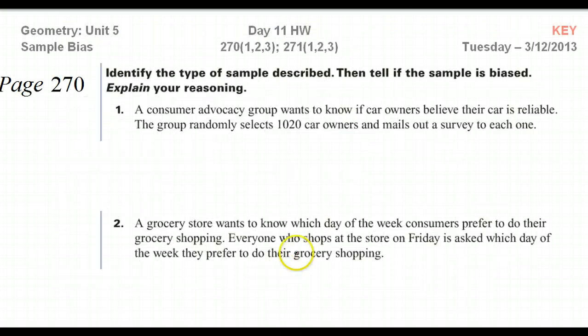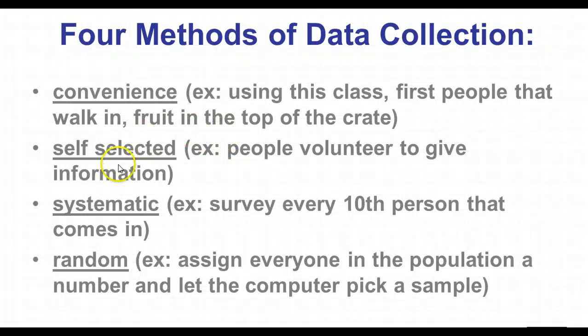But back to this. So, a consumer advocacy group wants to know if car owners believe their car is reliable. The group randomly selects 1,020 car owners and mails out a survey to each one. Let's see, what type is this? Well, the key word is randomly. Okay, so guess what? This is random.